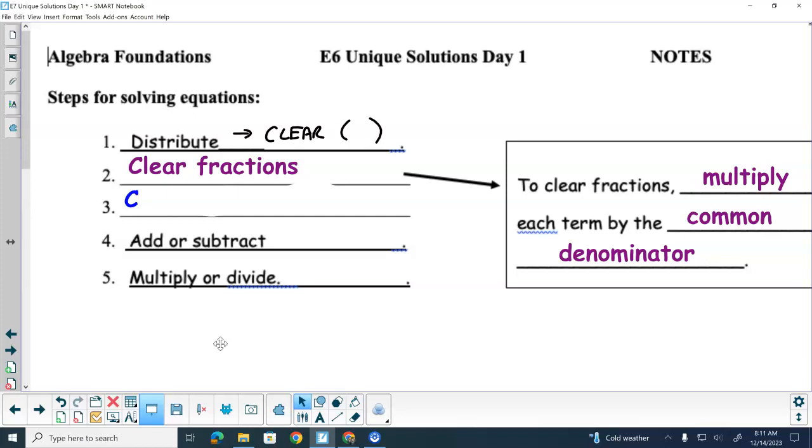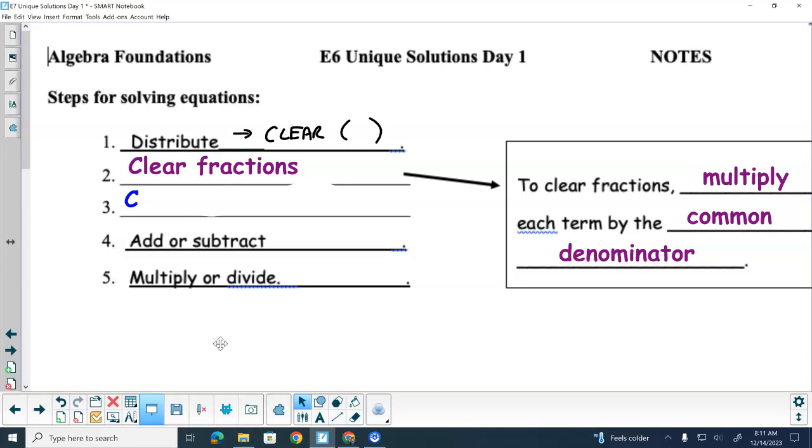Because now you don't have to pick common denominators to add, subtract fractions and all that stuff. Okay? It just makes the problem easier. So if you multiply and you clear your fractions, it's fine. You don't have to do that one. You can do it without clearing your fractions. You just got to do more math. Okay? Step number 3.